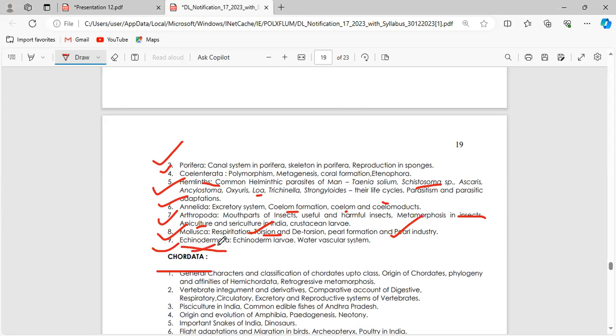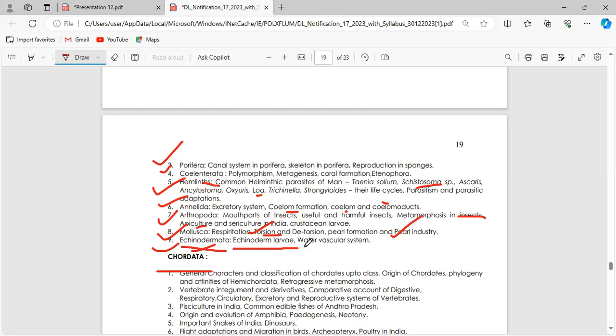And the final phylum in the non-chordata is Echinodermata. Here, echinoderm larva, as I said before, larval stages are very much important. In case of echinoderm larva, there are bipinnaria larva, auricularia larva, echinopluteus, ophiopluteus, brachiolaria. There are some more larvae present in echinoderm larva. These are all important larvae, and questions will arise from here.